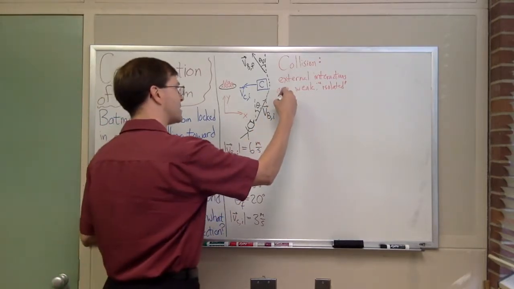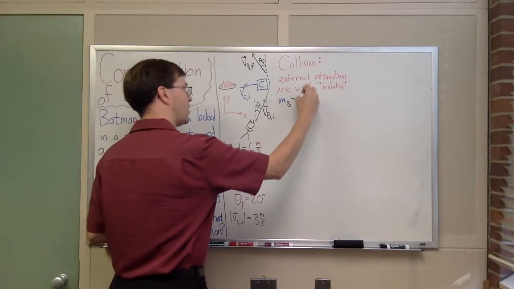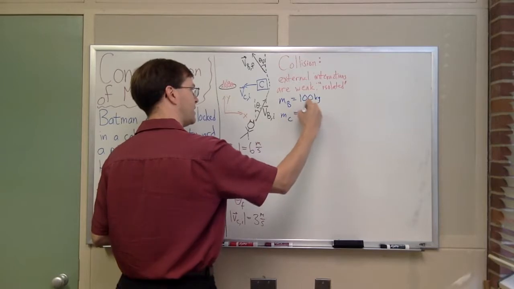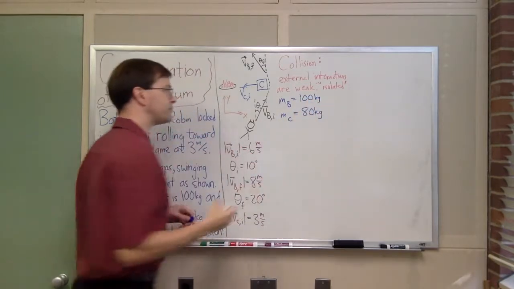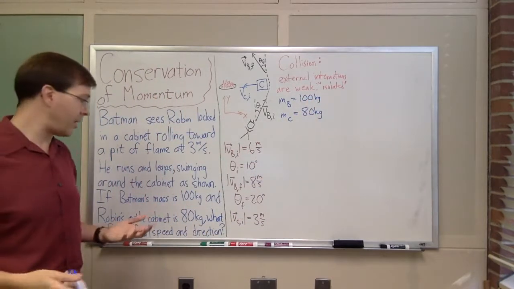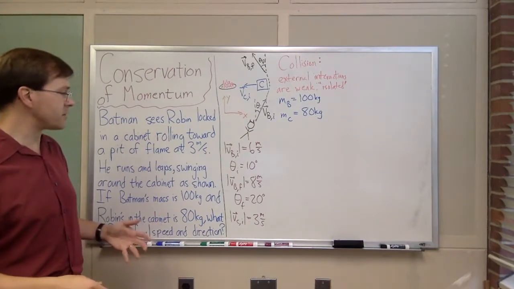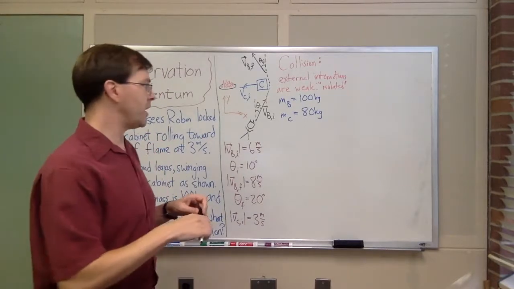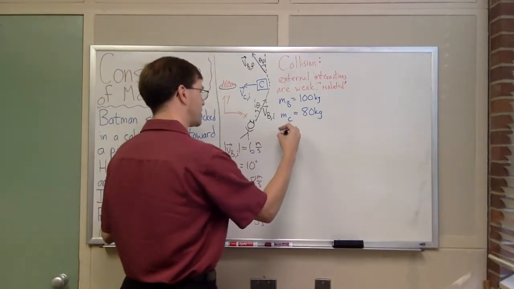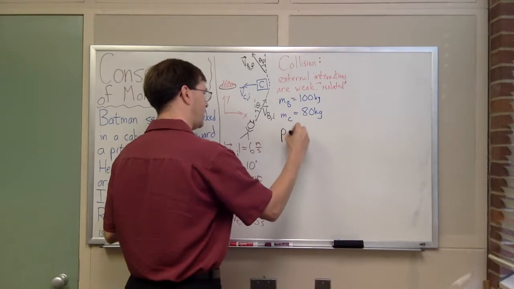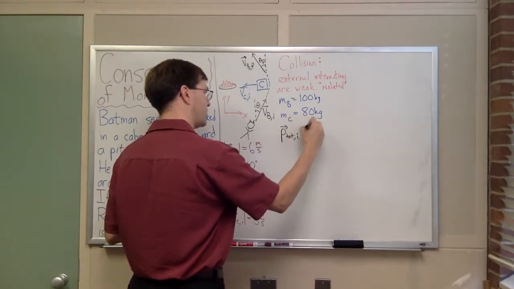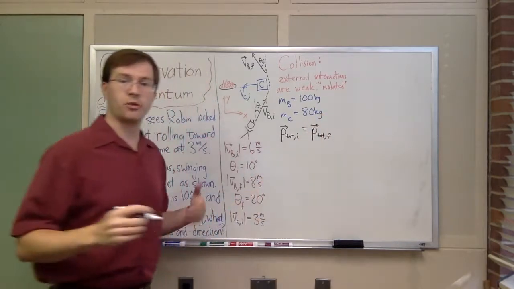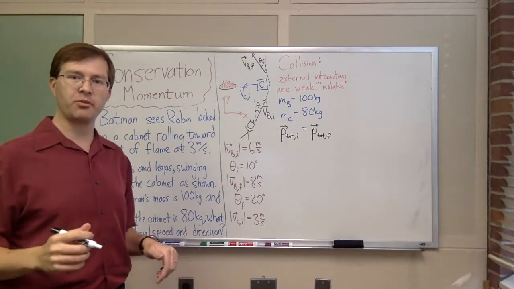We know that the mass of Batman was 100 kilograms, and the mass of the cabinet with Robin in it is 80 kilograms. And the other crucial thing to write down, since we know we're using conservation of momentum to solve this problem, we should write down the equation for conservation of momentum. In general, that equation is just that the total initial momentum should equal the total final momentum. I'm using subscripts to note those, of course, in the usual way that physics people do.